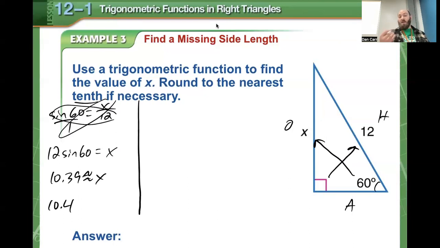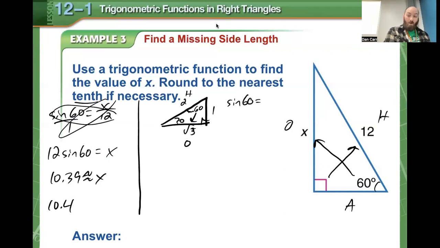Option 2, I have a reference triangle. I've got a 30, 60, 90. So again, if I write that out real quick, 30, 60, 90, we got 1, 2, and root 3. Again, I am going to use sine because it's opposite over hypotenuse that I'm working with. So from the 60, opposite is root 3, hypotenuse is 2. So that means the sine of 60, according to my reference triangle, is the square root of 3 over 2.